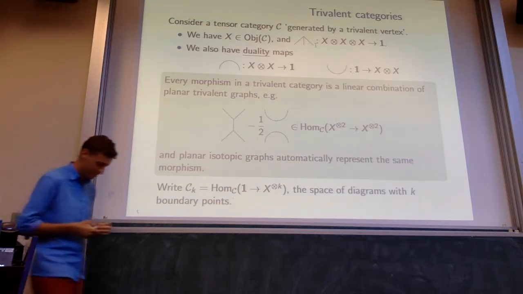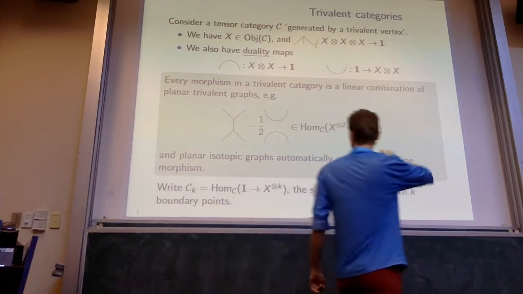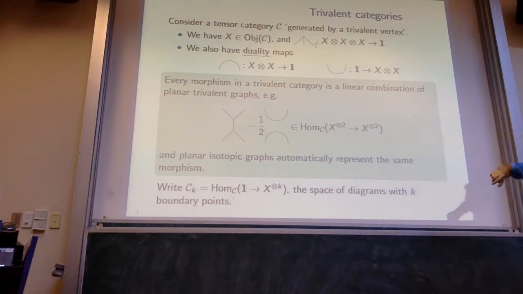Along with that favorite object X, we've got our favorite morphism. I've written it as that little trivalent vertex there, which is just a map from X tensor X tensor X to the tensor identity in the category.